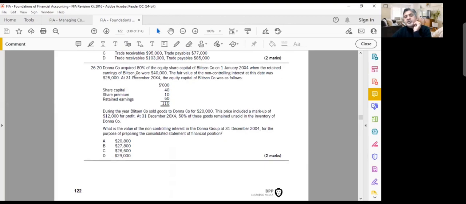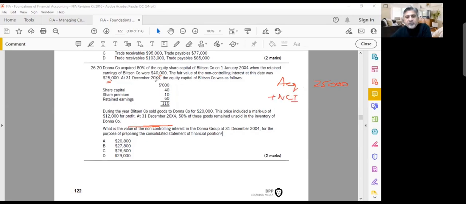It says, Donna company acquired 80% of the equity share capital of Blisson on 1st January 2004, when the retained earnings of Blisson company were 40,000. At the time of acquisition, 40,000. The fair value of non-controlling interest at this date was 25,000. So opening non-controlling interest was 25,000, because the question says value of NCI. I know that value of NCI means NCI at acquisition plus NCI's share in the post-acquisition retained earnings.